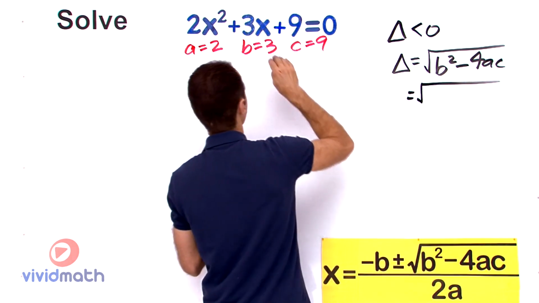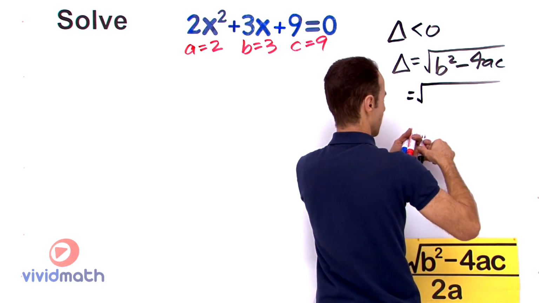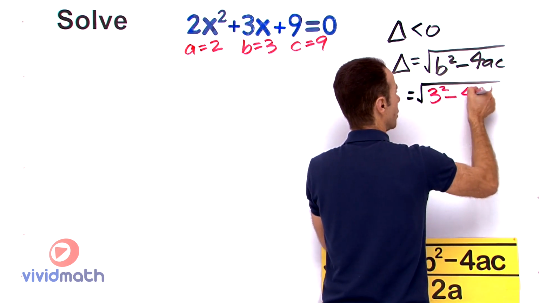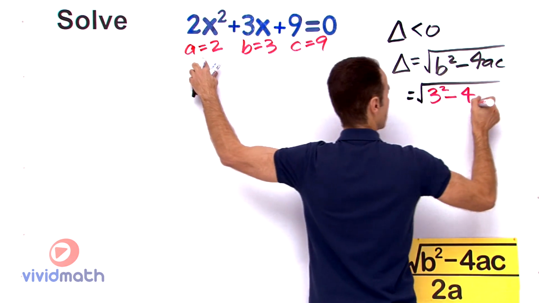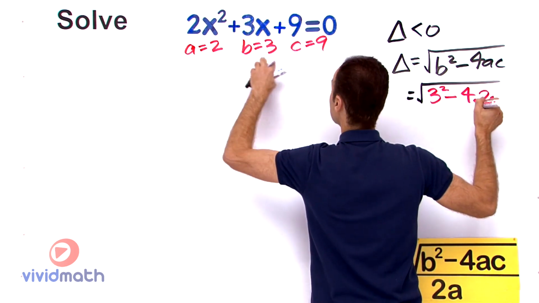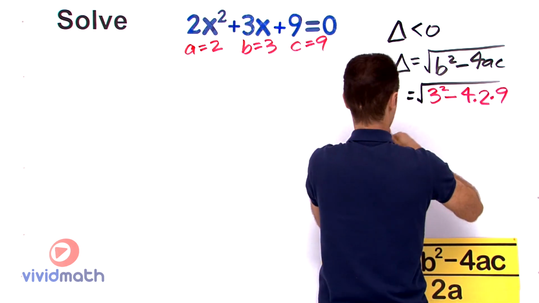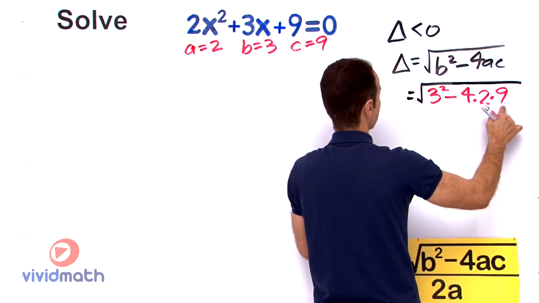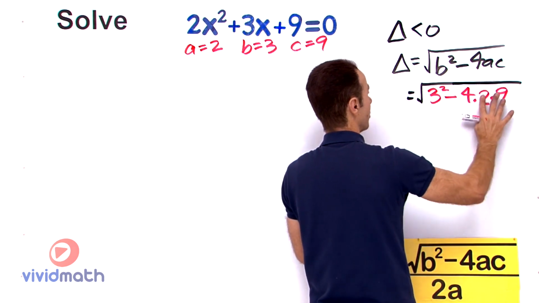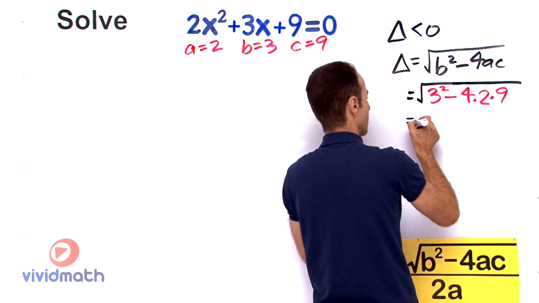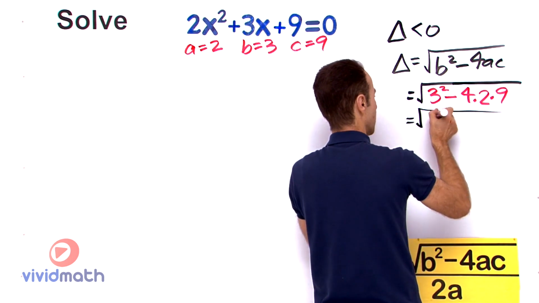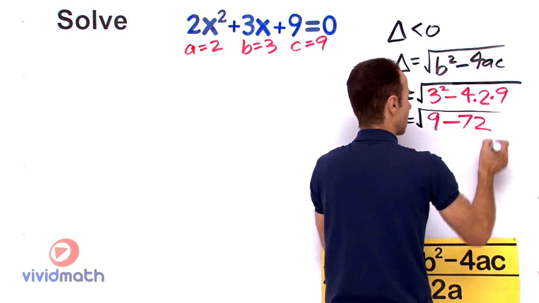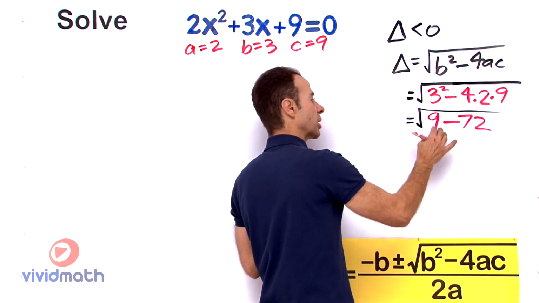So let's go b squared. B squared will be 3 squared, minus 4 times a, which is 2, times c, which is 9. Okay, it looks like we're going to get a negative. 4 times 2 is 8. 8 times 9 is 72. That's going to be way bigger here on the right than the 9 that we're going to get here, which equals the square root of 9 minus 72. Clearly that's going to be less than 0, so we're working with imaginary numbers.